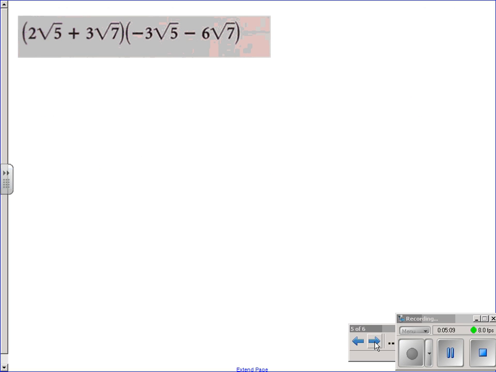Okay, this is multiplication. It's FOIL in between there, or it's multiplication between the two parentheses, so it's just FOIL. The first term is multiplied together. So 2 times negative 3 is a negative 6. Square root of 5 times square root of 5, that's a square root of 25, which is just 5. So I got a negative 6 times 5, which is a negative 30.